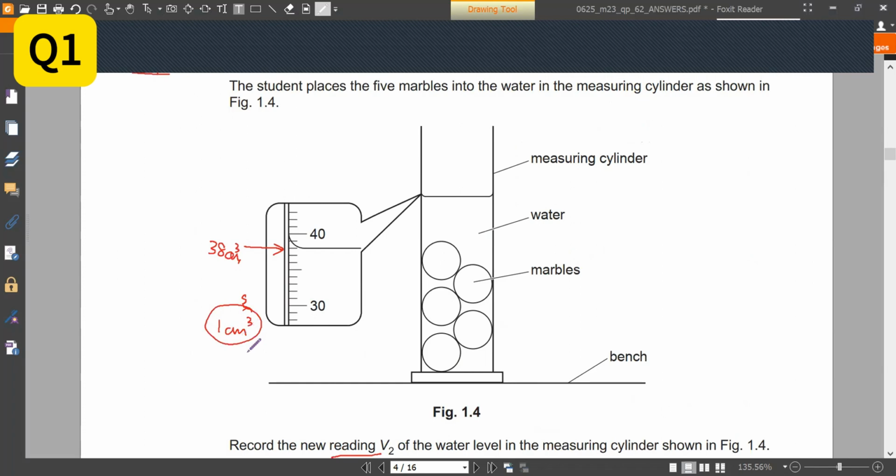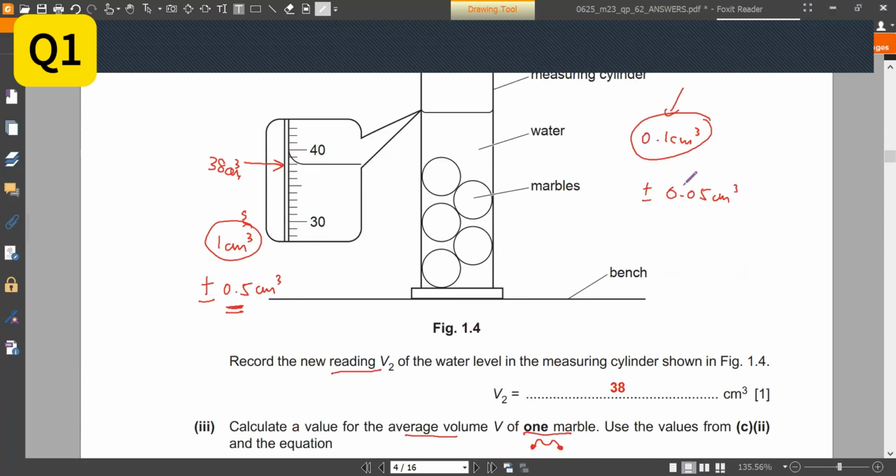So this may be too inaccurate because we cannot differentiate less than that. The uncertainty will be 0.5 cm cube. If the change in volume is less than 0.5, we cannot identify it. So we need a measuring cylinder with higher accuracy. For example, let's say the smallest scale is 0.1 cm cube. Then we can get an uncertainty of 0.05, which is much more accurate. So we can change to another measuring cylinder.